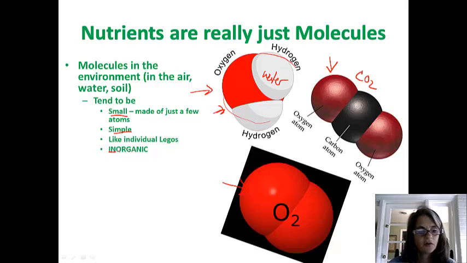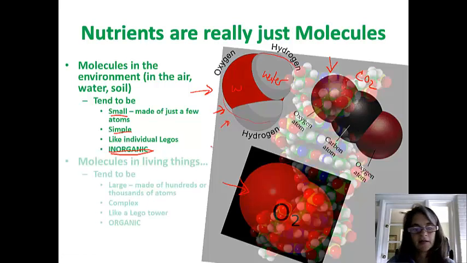They are also called inorganic molecules. Any molecules that are small and simple are typically called inorganic. So the molecules that are in the air and the water around us and so on are inorganic. They are small, they are simple. They are these small building blocks.